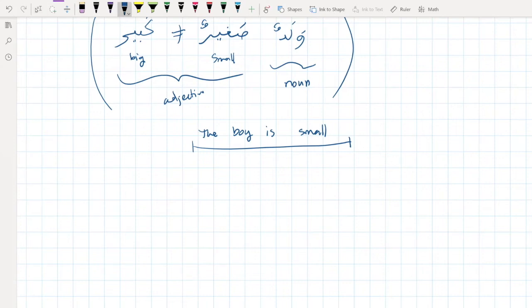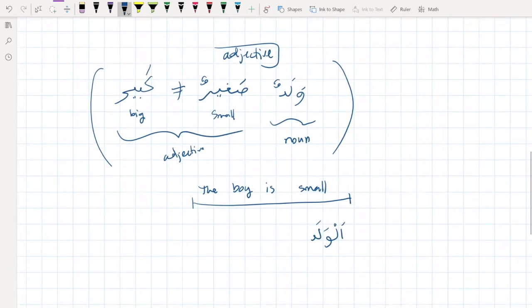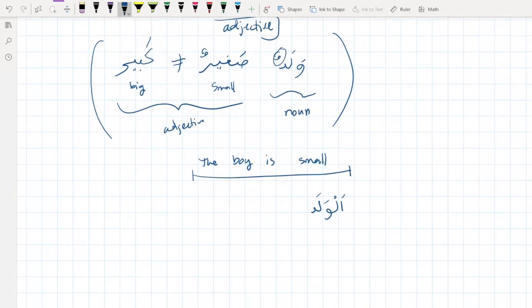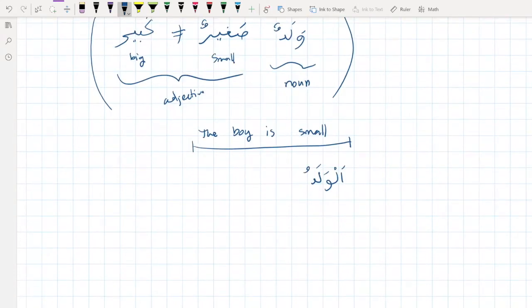Excellent. So we have al-waladu. Very good. You remove the tanwin, so we say al-walad. I cannot say dun anymore because I had the word dun here. That's not going to work. So al-waladu, then sagirun. Ahsanti. Okay, so we're saying the boy is small.